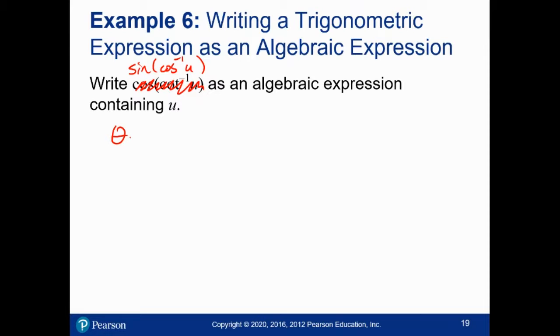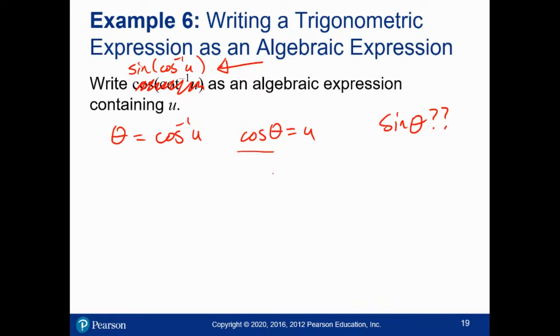Okay, so I'm going to let theta be the arc cosine of u. Therefore, the cosine of theta is equal to u. So I'm just working with that inner thing and seeing what happens. All right. So what I really want to end up with is a sine of theta, because that's what I have up here, sine of theta. What I have is something involving the cosine of theta.